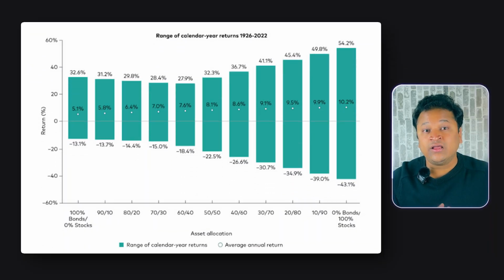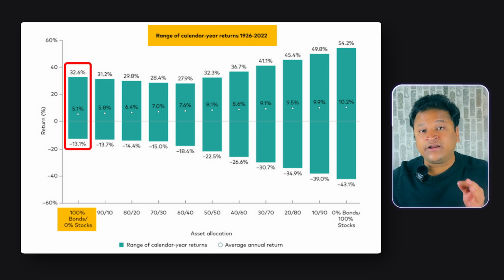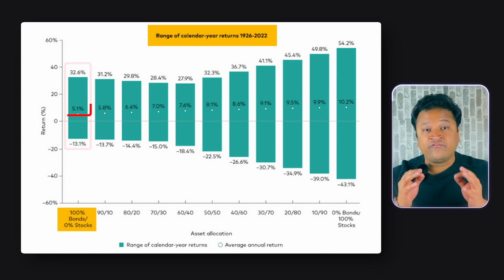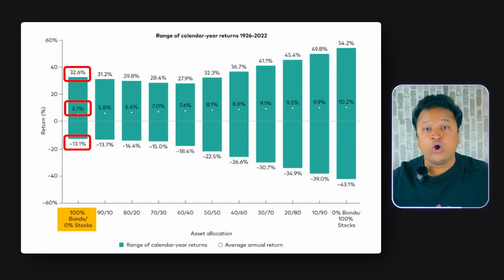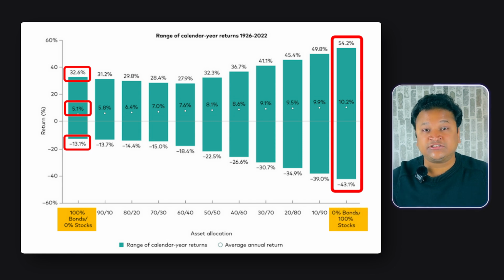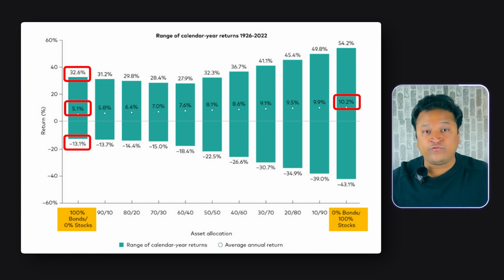And as you can see on your screen, Vanguard conducted a study examining the average annual returns from 1926 to 2022 for different compositions of stocks and bonds. On the far left, the bar represents 100% bond allocation and 0% stock allocation, resulting in an annualized return of about 5.1%. This allocation has the least fluctuation in returns, ranging from 32.6 to minus 13.1%. On the far right, the bar represents a 100% stock portfolio with the highest average annual returns of about 10.2%. However, this portfolio also has the highest fluctuation in returns, ranging from 54.2% to minus 43.1%.